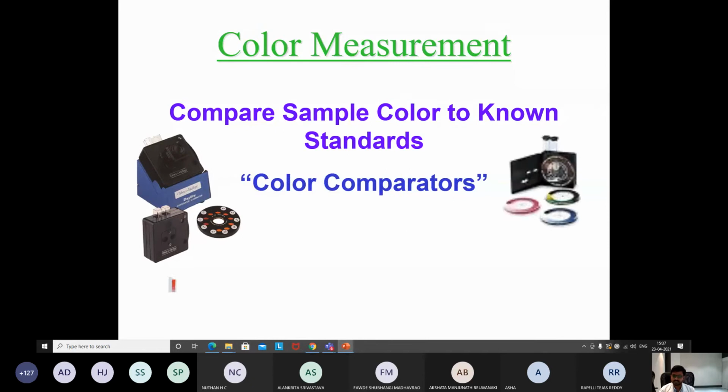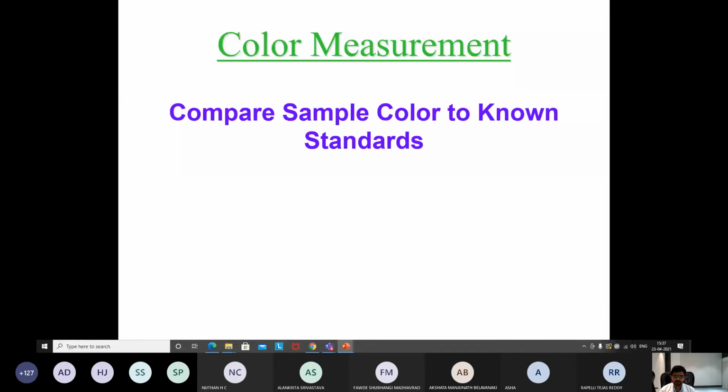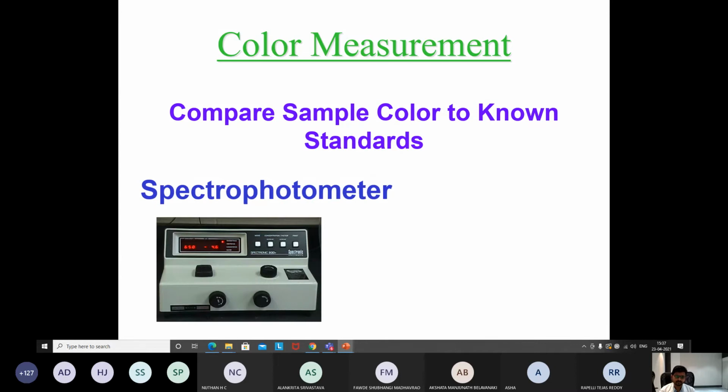So these are the color comparators. It has evolved so much. Earlier they used to compare the colors with Nessler tubes. Later on they started using some instruments. Now we are using colorimeters. So some compare sample color to known standards. The advanced thing is the spectrophotometer.